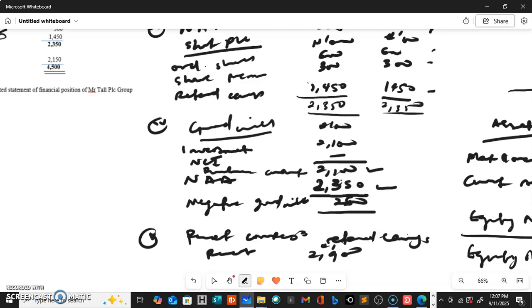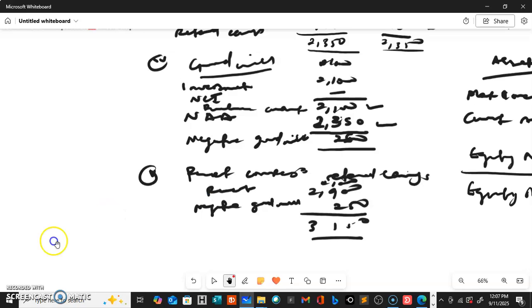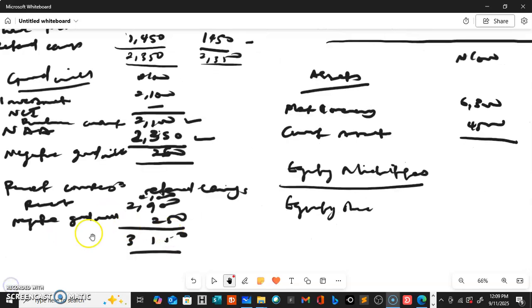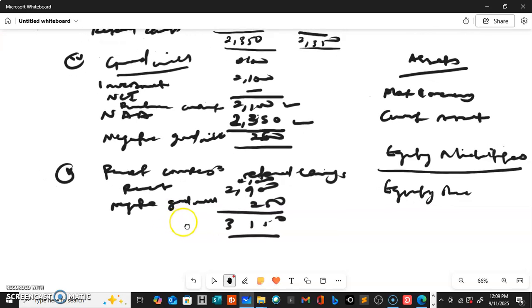So 2,900 plus 250, which gives 3,150. This is the negative goodwill that we have added to the retained earnings. So we have 3,150 as the amount to be posted for the parent company.